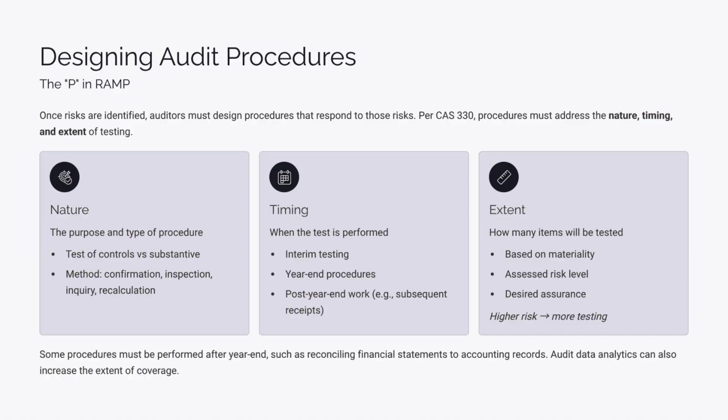3. Extent. How many items will be tested? This depends on materiality, assessed risk, and desired level of assurance. Higher risk, more testing. Audit data analytics can also increase the extent of coverage. Now let's explore the two main types of audit procedures auditors rely on.